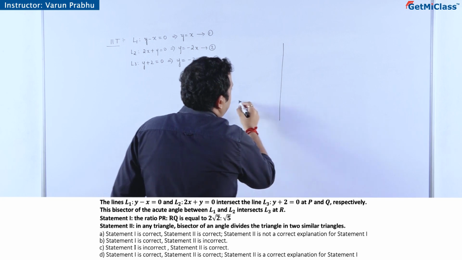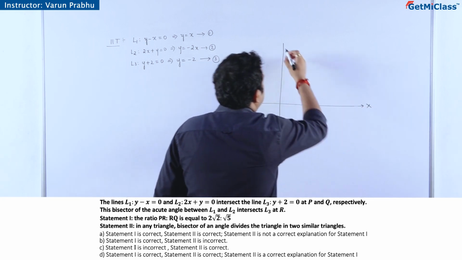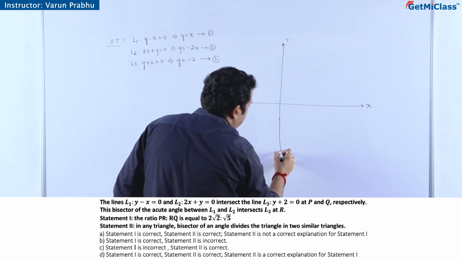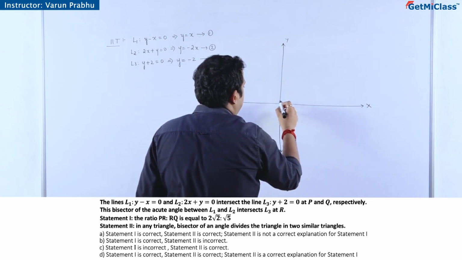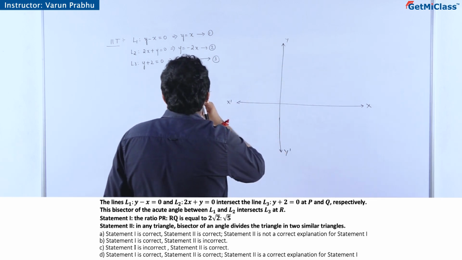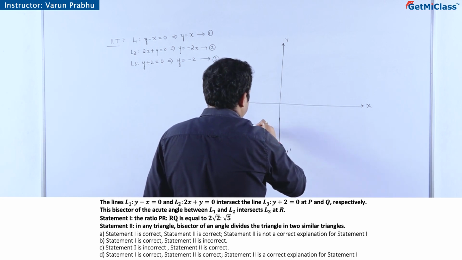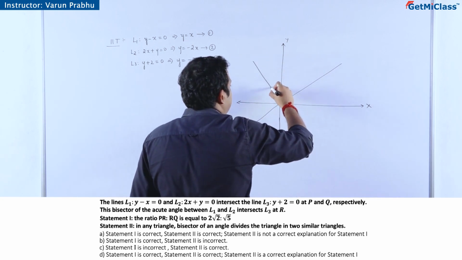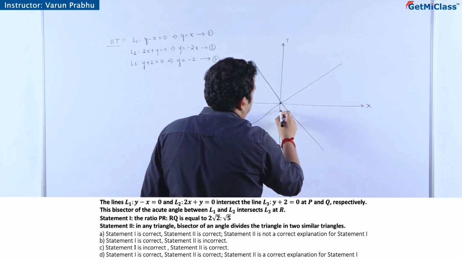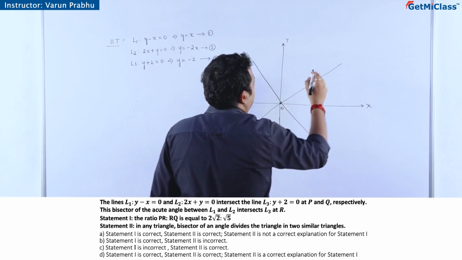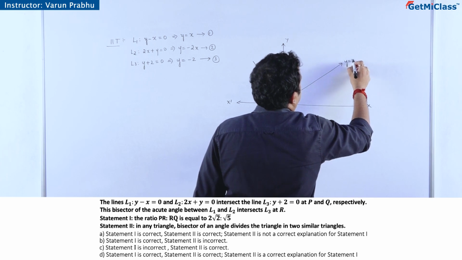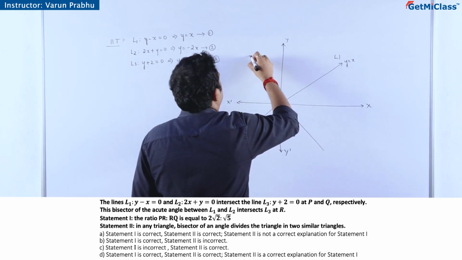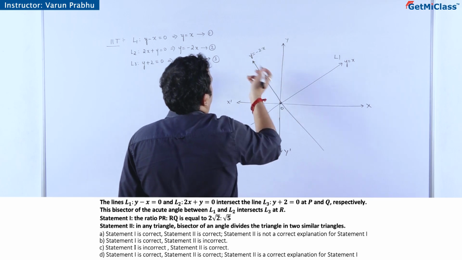Now say, this is the x-axis, this is the y-axis, negative x-axis, negative y-axis. The line y is equal to x is a line like this. Again, the line y is equal to minus 2x is a line like this. This is the origin O. So this is the line y is equal to x, which is nothing but line 1. And this is y is equal to minus 2x, because the slope is negative.